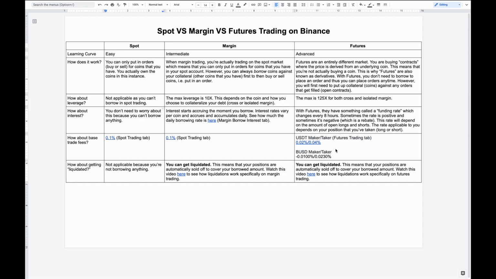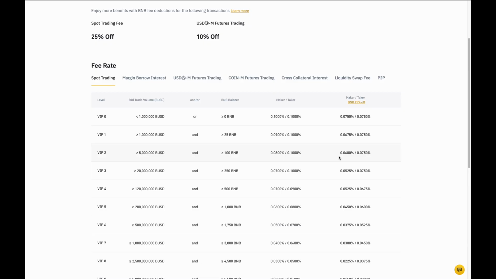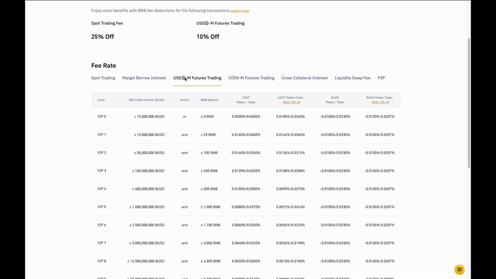Now, as for futures, it will depend on whether you're trading with USDT or BUSD. In addition, it depends on whether you're a maker or a taker, as the fee will vary. So if I go back to this page over here and then I click on USDM futures trading, you can see that these are the fees for makers and takers for USDT, and for BUSD, maker and taker over here.